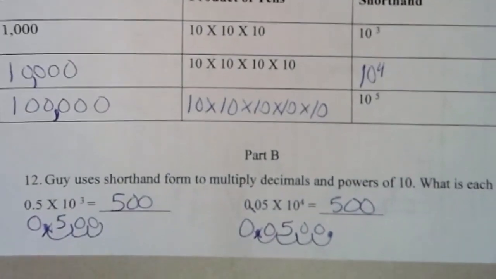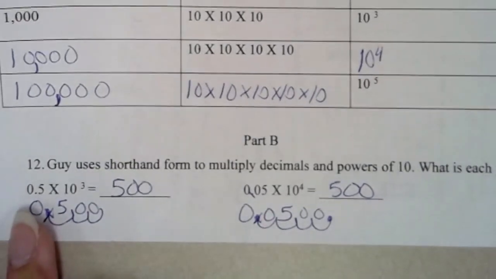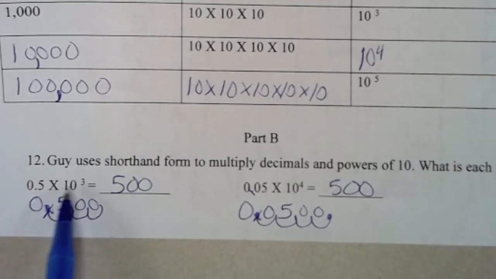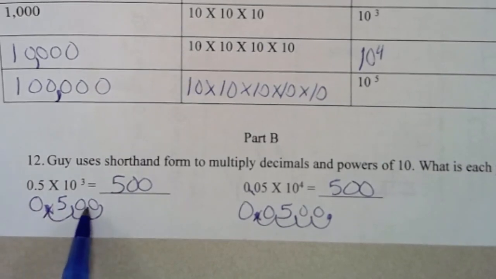So part B to that is Guy is using shorthand to multiply decimals by powers of 10, and they ask you to find the product or the answer. So 5 tenths times 10 to the third, that's 1,000. So it's 5 tenths times 1,000. I want to move my decimal 3 times. I want to move it right because I'm getting bigger with multiplication. So it would be 500.